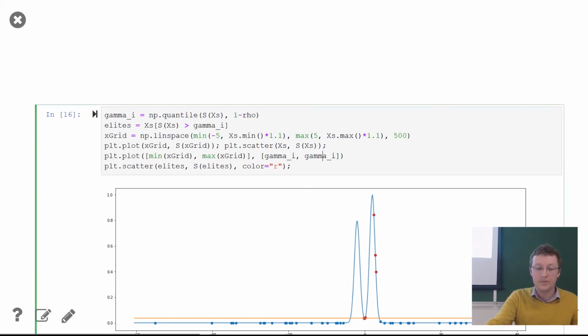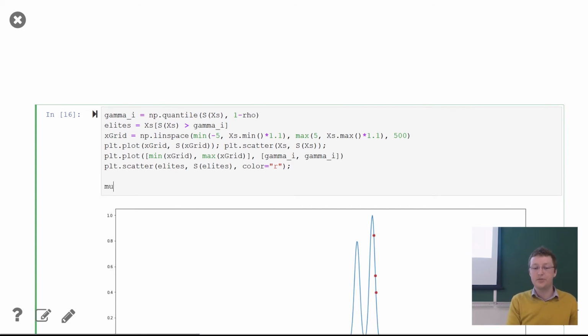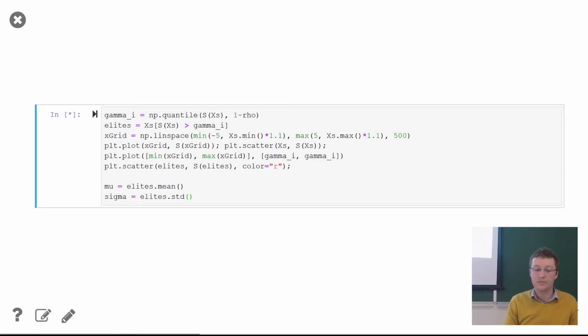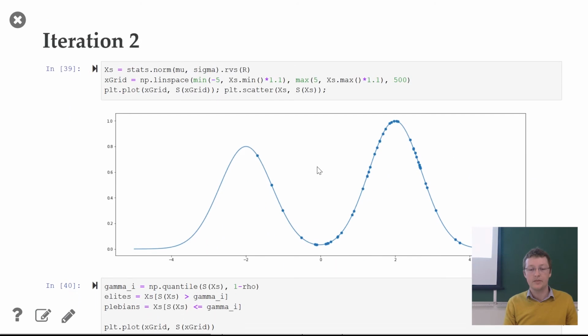So before, when we sample, we use mu and sigma. So we'll replace that value with the sample mean of the elites, and similarly the standard deviation of the elites. Okay, I won't write the code for every iteration, but in iteration 2, we've sort of zoomed in on the area which has the peaks inside it, and we've sampled these points here.